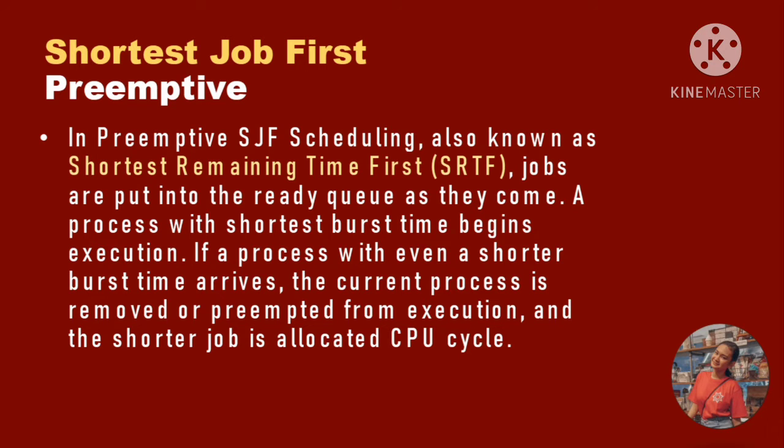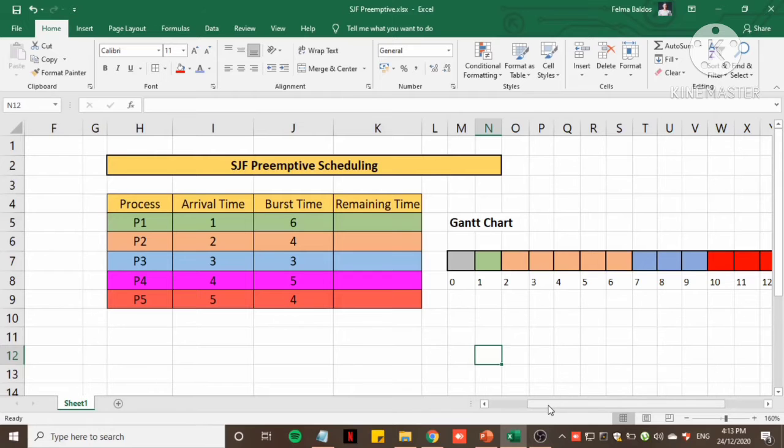In preemptive SJF scheduling, also known as shortest remaining time first or SRTF, jobs are put into the ready queue as they come. A process with the shortest burst time begins execution. If a process with an even shorter burst time arrives, the current process is removed or preempted from execution, and the shorter job is allocated the CPU cycle. Let's take a look at this example.